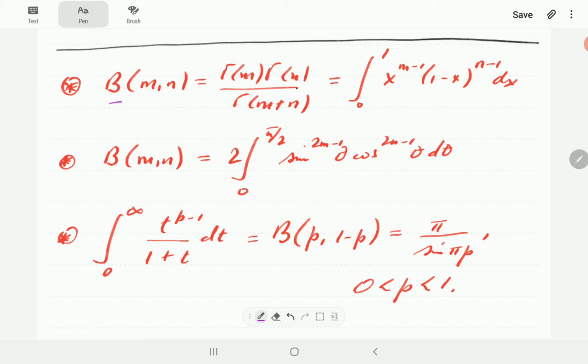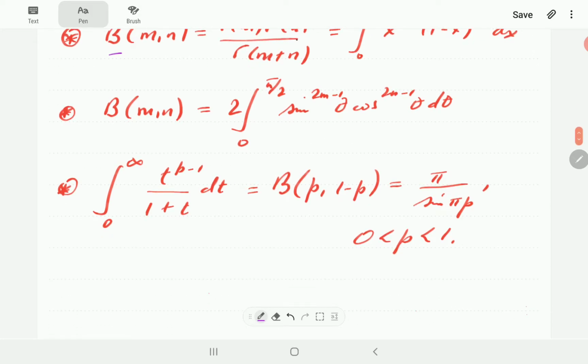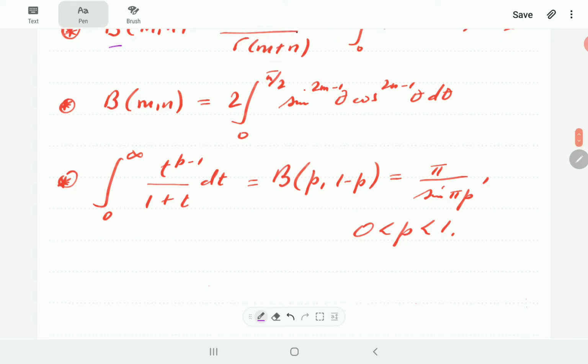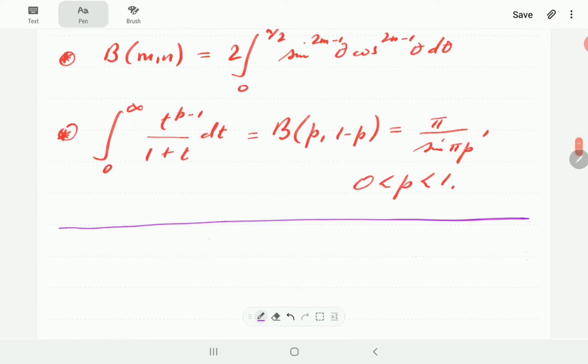So the first one here: the beta function of m, n is equal to the gamma function of m times the gamma function of n divided by the gamma function of m plus n. Of course, the beta function is defined by this integral here. And then the second one is the trigonometric definition of the beta function. And this one is connecting the beta function with this improper integral there. Alright, so let's get on with the first one.